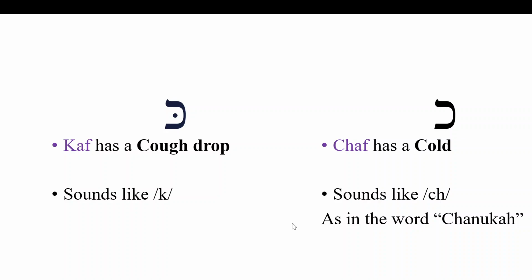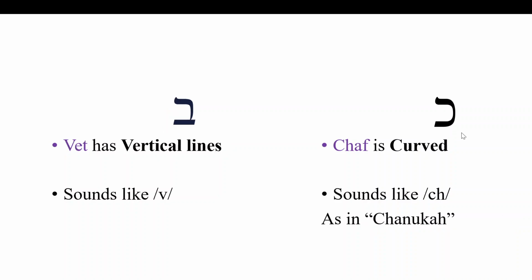Now that we've looked at the chaf and the vet, I want a chance to compare the two, since the chaf and the vet do have some similarities. If you notice here that the chaf is more curved, and again it makes the ch sound as in Chanukah, and the vet has a vertical line here, and the other two lines are more straight and parallel, and it makes a V sound.